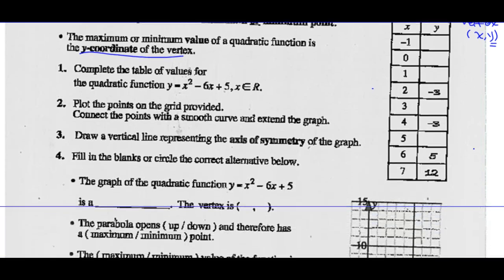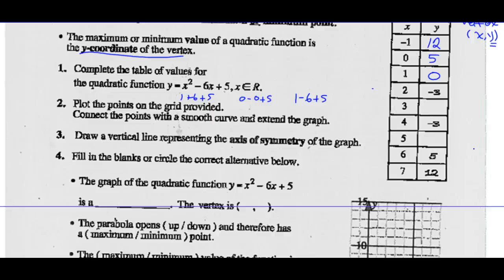Number 1, complete the table of values for the quadratic function y equals x squared minus 6x plus 5, where x is any real number. If I plug -1 in for x, I get -1 squared, which is 1. -6 times -1 is a positive 6, plus 5. So 1 plus 6 plus 5 is 12. If I plug 0 in, 0 squared is 0, minus 6 times 0 is 0, plus 5. That gives me 5. If I plug 1 in for x, 1 squared is 1, -6 times 1 is -6, plus 5. So 1 minus 6 plus 5 is 0.